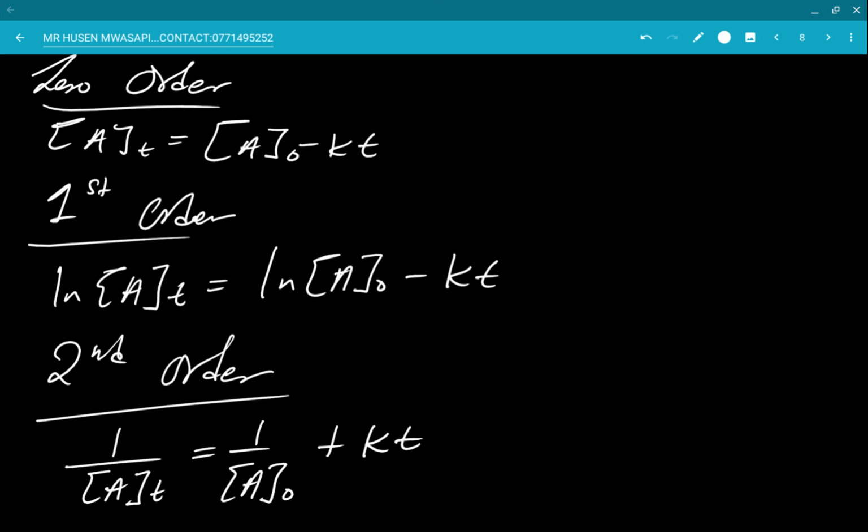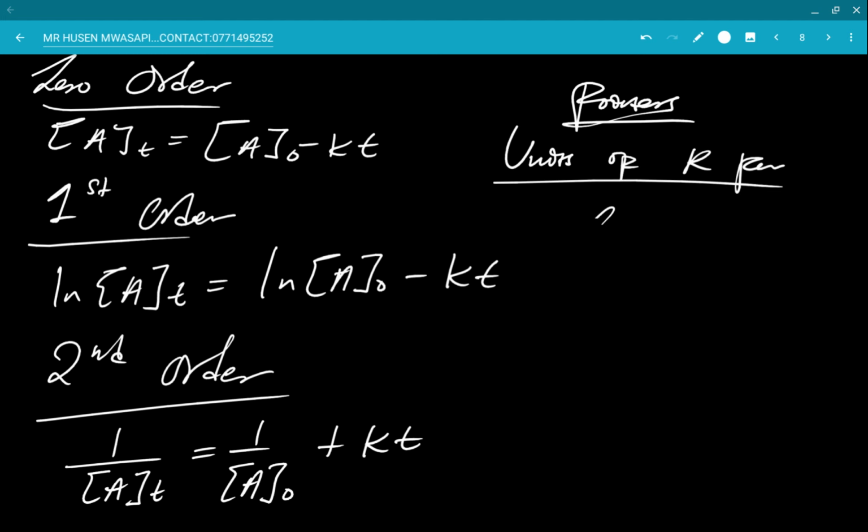Now, what you have to understand is this. Mostly, they don't really specify the order. So when they give you a question, sometimes they can give you the k value, which is the rate constant. And from the rate constant, you can deduce what order it is. Now, be mindful of this. These are just pointers. For a 0 order, the units of k.